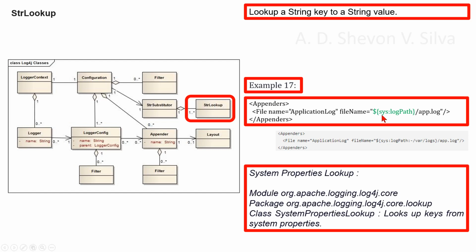As system properties are often defined outside the application, it would be quite common to see something like this. This lookup supports the default value syntax. In the sample here, when the logPath system property is undefined, the default value /var/logs is used.